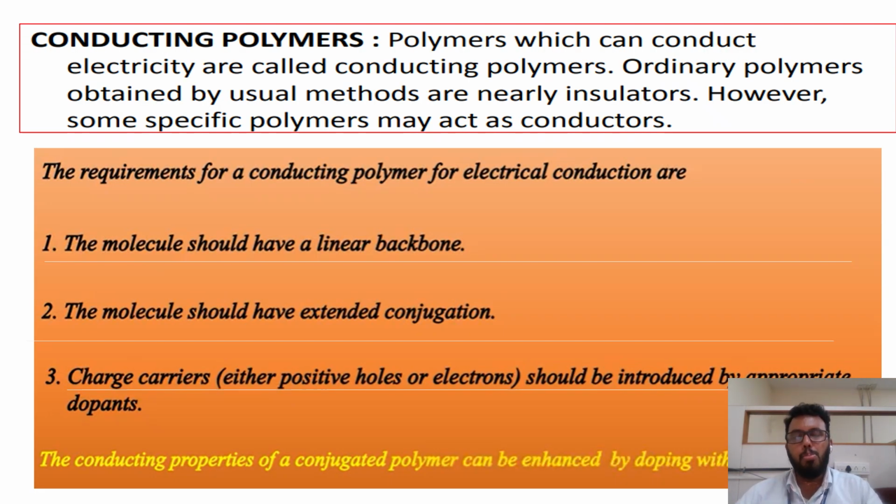Now I will move on to one of the important topics, conducting polymers. So we all know that polymers are non-conducting by nature. Metals are conducting by nature. Why? Because the electrons are moving freely, or from one end to the other end, electrons can be conducted. That contributes to the electrical conductivity. But polymers generally do not conduct electricity on their own. But there are certain polymers which can conduct electricity. Those polymers are called conducting polymers.